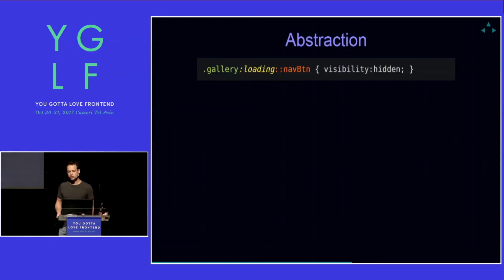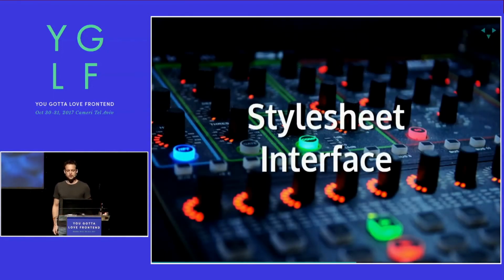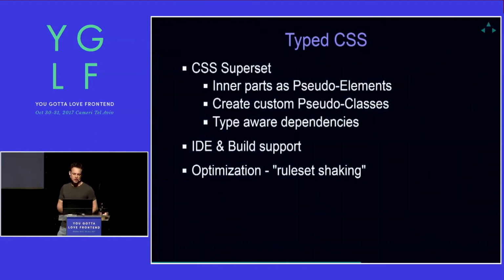So how can we make it work? A possible solution would be to introduce an interface to our style sheets. Such an interface would enable us to describe relationships and definitions for inner parts and states of our style sheets. And this is starting to sound a little bit like a type system. So what the hell? No. Let's talk about typed CSS.